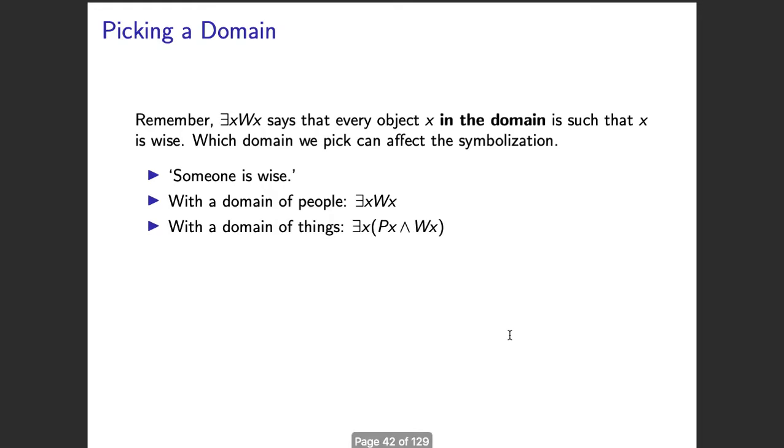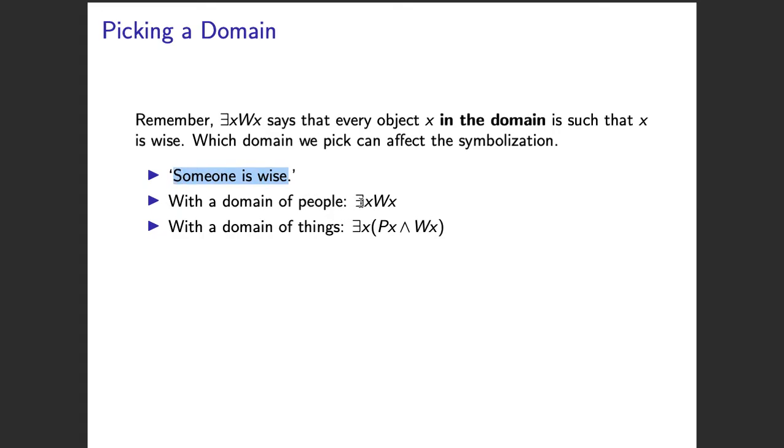But suppose we're dealing with a wider domain that contains things in general, so not just people, but also planets and rocks and trees and things like that. Then to get the point across of someone is wise, where we're specifically talking about some person, the fact that we're talking about people is no longer built into the domain. Now the domain consists of things in general, so the fact that we're talking about people would have to be made explicit with an extra predicate, P, for being a person. So in the domain of things, the way I would have to symbolize it is there exists an x such that x is a person and x is wise. That's what's required to get the impact of someone is wise.